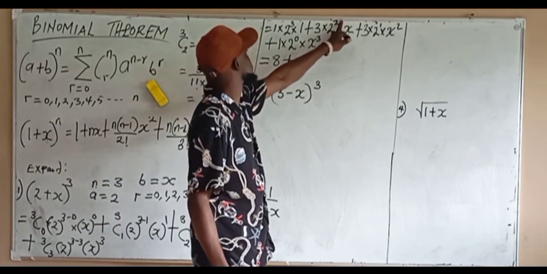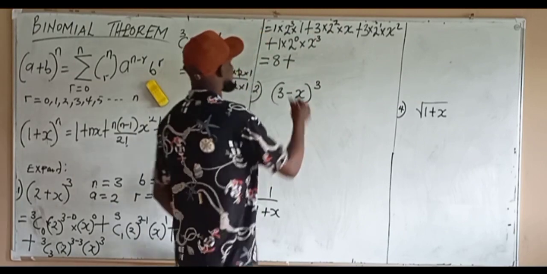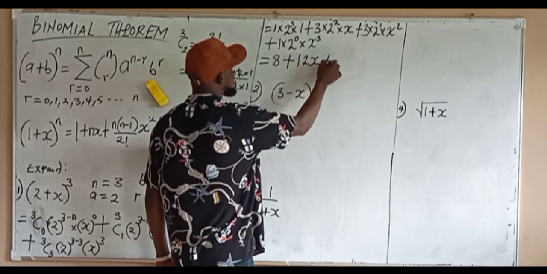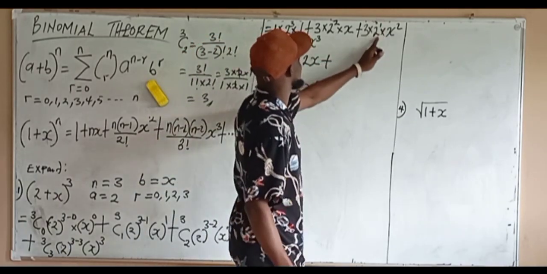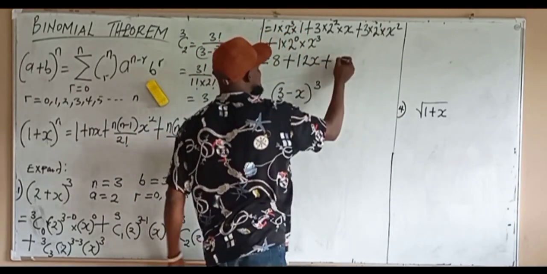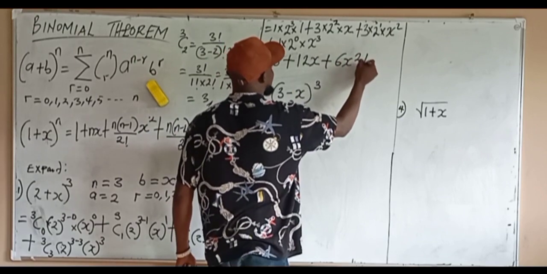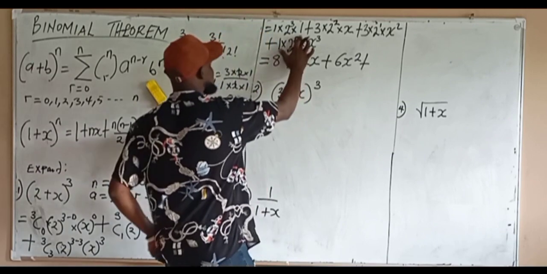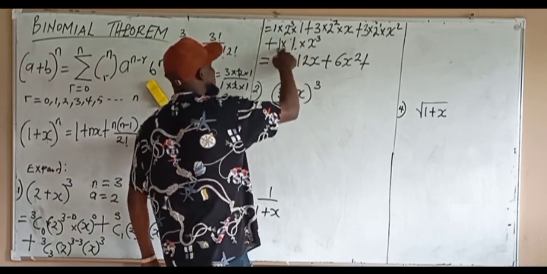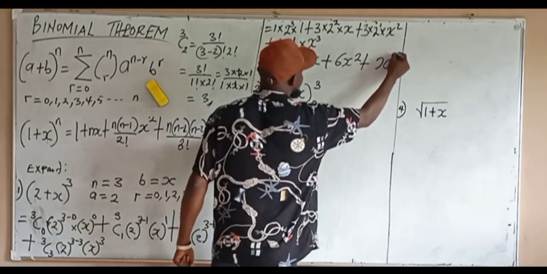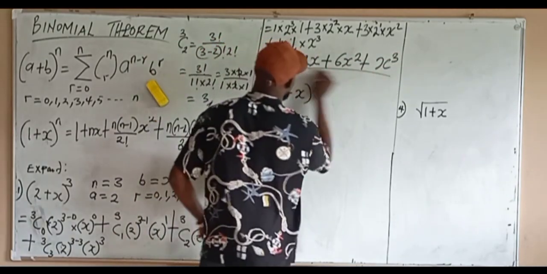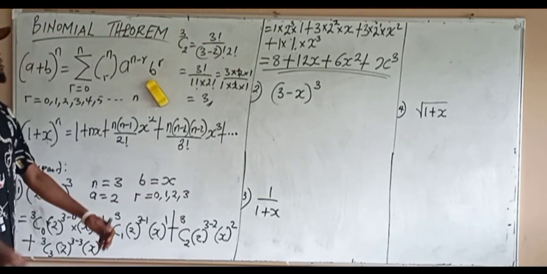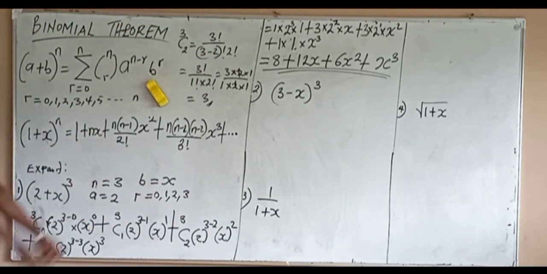Plus 2 raised to power 2, 4. 4 times 3, that will be 12x. Plus 2 raised to power 1, 2, times 3, 6, times x squared, 6x squared. Plus 2 raised to power 0. Anything raised to power 0 is 1. So 2 raised to power 0 will be 1. 1 times 1 times x cubed. So this is what you are going to have. You simplify the expansion: 8 plus 12x plus 6x squared plus x cubed.